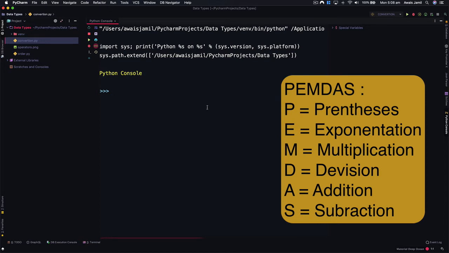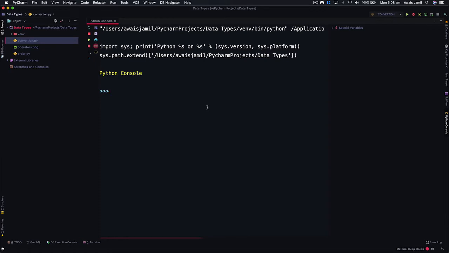So for example, on the Python console, if I type 9 multiplied by 2 and I'll type plus 2, the result would be 20. And if I say 9 multiplied by parentheses 2 plus 2, enter, and now we get the answer 36. So how is this working?